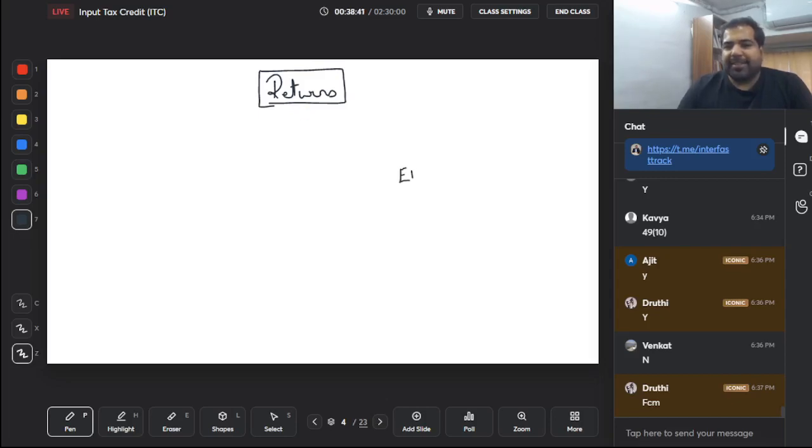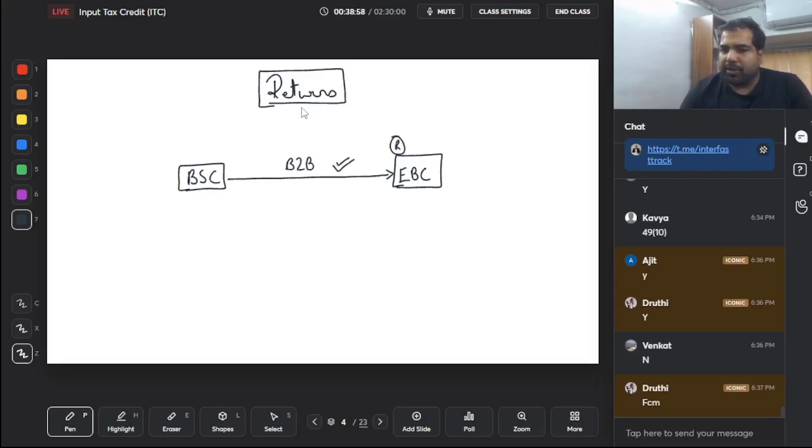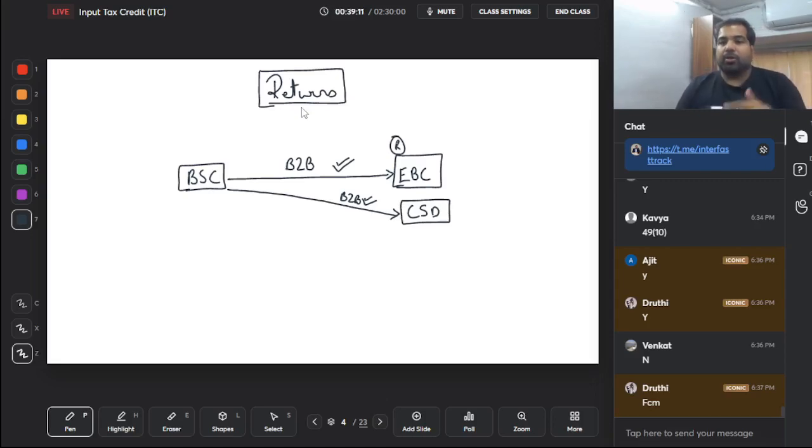Guys, this is EBC, our best friend forever, and they have purchased some bikes from battery supply company. Are they registered? Yes. Will they take credit of this? Yes. So this supply is called B2B supply because it's made to a registered person. Battery supply company has also made another B2B supply to, let's say, a composition scheme dealer. But why is that B2B? Because composition scheme dealer is also registered.